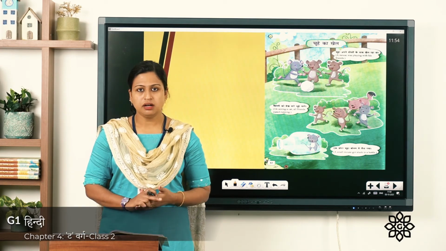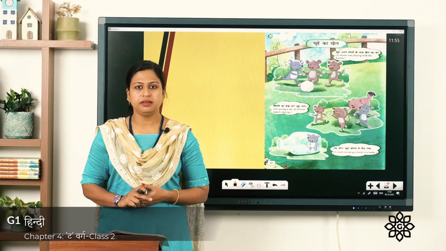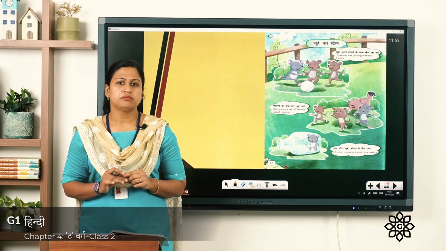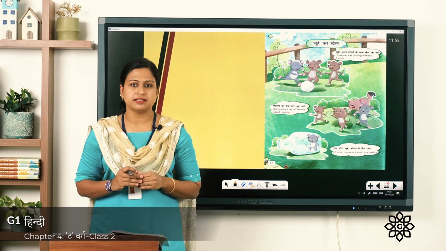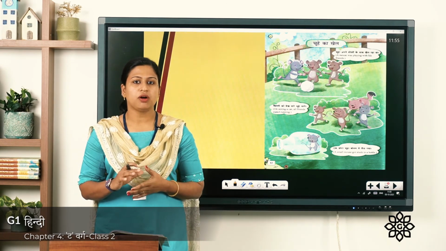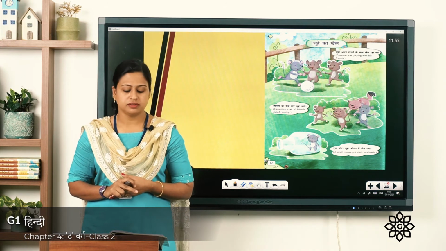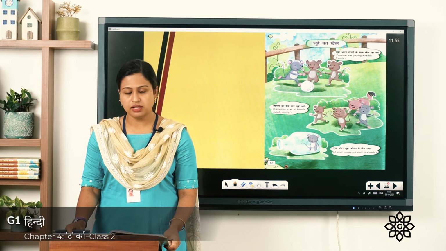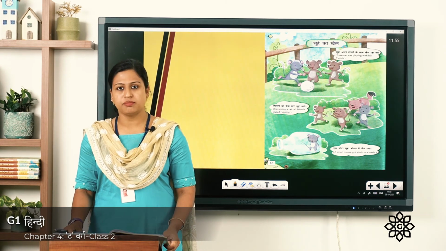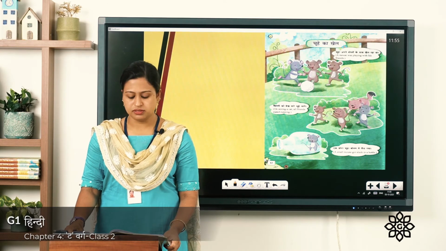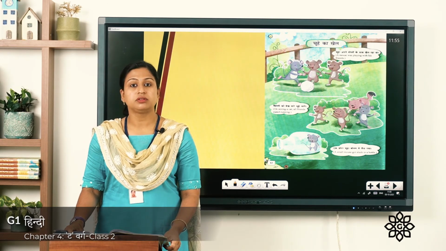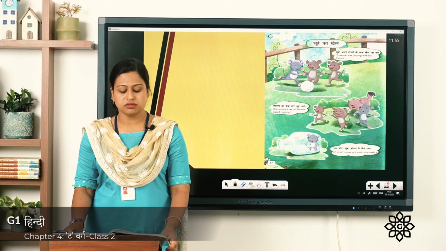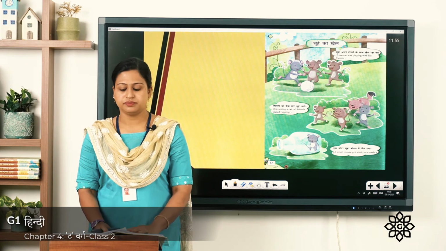Now here in the third picture, can you make out what happened here? Among these 3 mice, one mouse was very small in size, and in this picture you can make out that it got stuck in the bottle. I am going to read the line. एक छोटा चूहा bottle में फंस गया. छोटा means small, bottle means bottle. फंस गया, it got stuck. फंस means stuck. So a small mouse got stuck in a bottle.